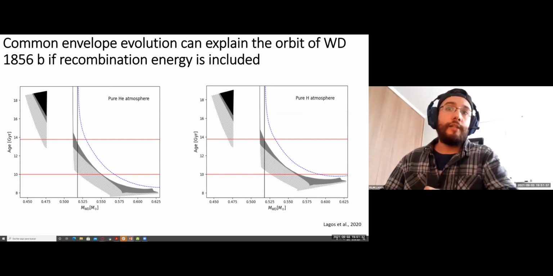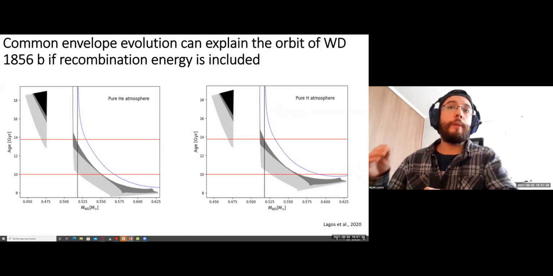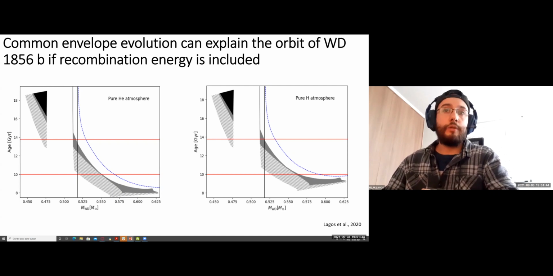Also, for this solution, we assume a planet mass of 14 Jupiter masses, which is the upper limit derived by Van der Waals. We found that for planets with masses below 5 Jupiter masses, the common envelope scenario is not possible.